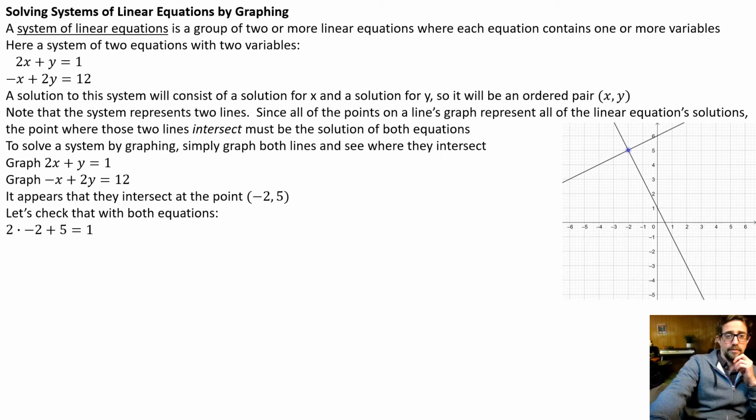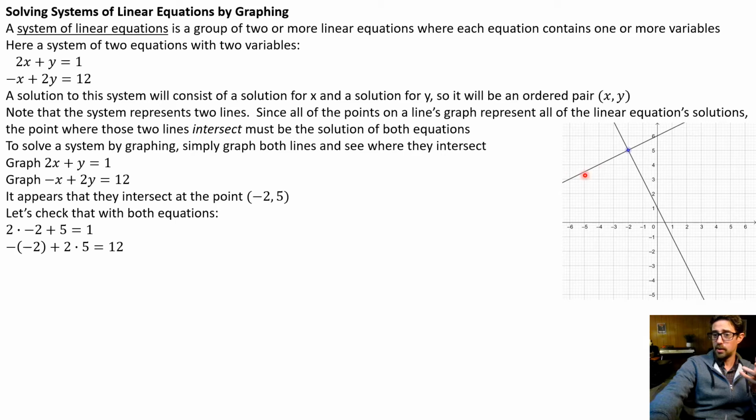And the nice thing about this is we can check it. It has to work for both equations. So for the first equation, plug in -2 for x and 5 for y: -4 plus 5 is 1. Yes. And then for the second equation, -2 plus 2 times 5 is what? -2 plus 10, which is 8. Okay, there you go. So we found it.